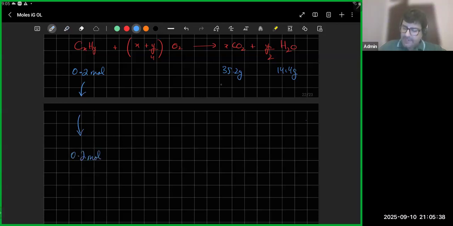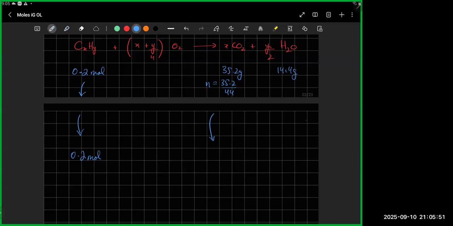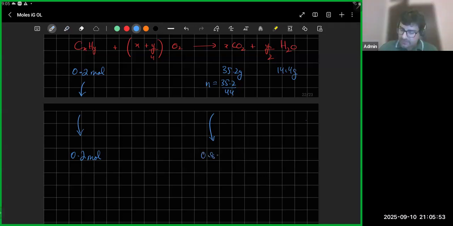This moles we can find out. How do we find moles? That's 35.2 divided by what? Divided by 44. That's the MR. So what do we get? कितना आ रहा है? What's 35.2 divided by 44? 0.8. So that's coming out to be 0.800 moles. And what about this one? 14.4 moles would be 14.4 divided by the MR of water, which is 18. So what do we get?